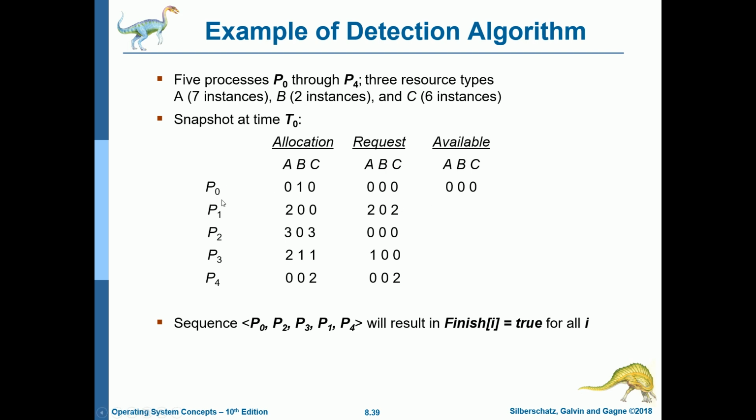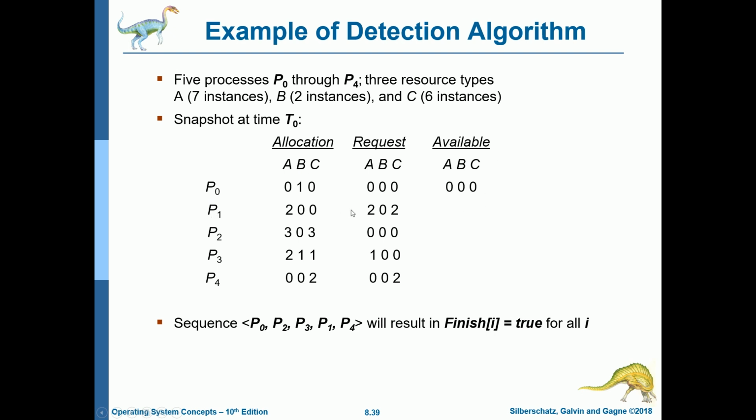We're going to start out with process P sub 0. It is requesting no resources. What's available? Not none. So this request is less than or equal to every component of available, so we can grant this request. Thus, we're going to let this process complete, deallocate its resources, and now available becomes 0, 1, and 0.